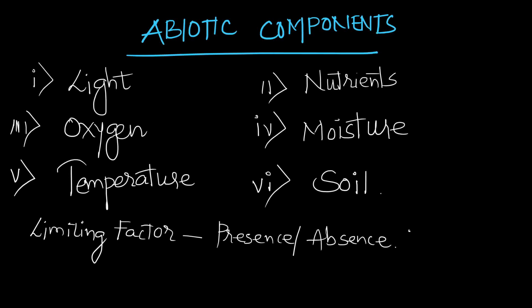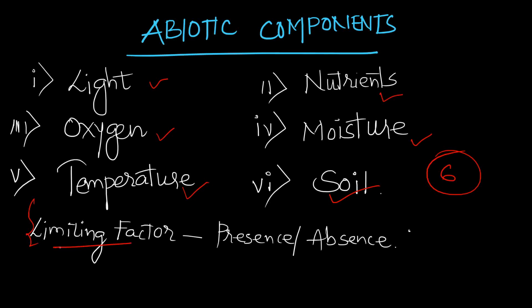In this video, we'll see what are the abiotic components in the ecosystem. There are basically 6 abiotic components which impact the ecosystem. The 6 abiotic components being light, nutrients, oxygen, moisture, temperature, soil, and these are the six main abiotic components. These are said to be limiting factors.